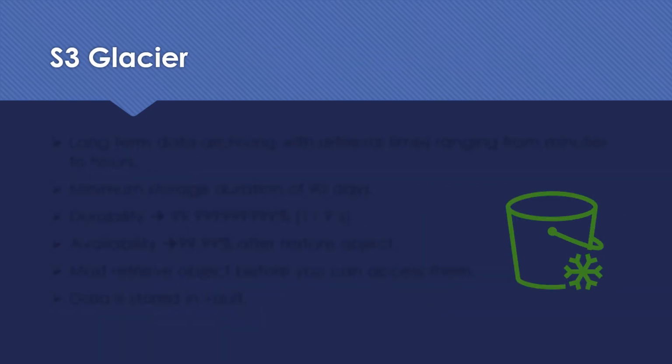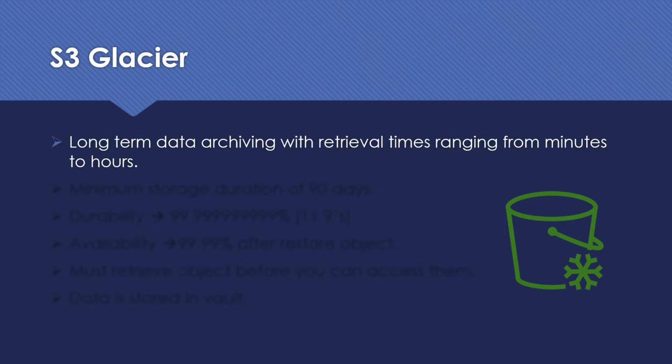So next class that we are going to discuss is S3 Glacier. So this is one of the archival storage options which is provided by S3. So for long-term data archiving with retrieval times ranging from minutes to hours. So if you want to archive the data and you want that the retrieval time should be maximum in few hours, then you use this S3 Glacier option.